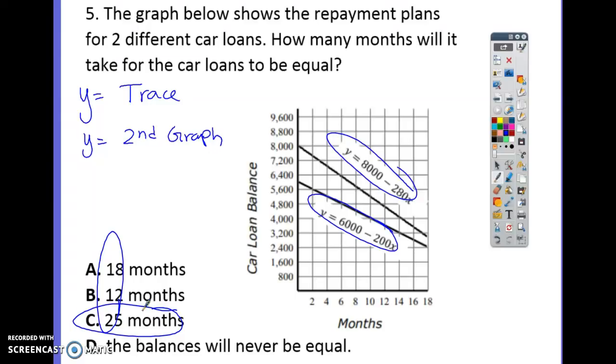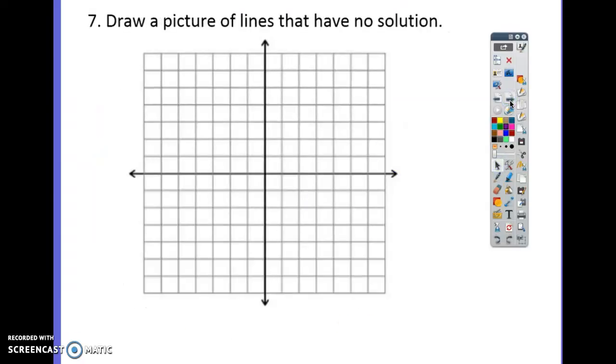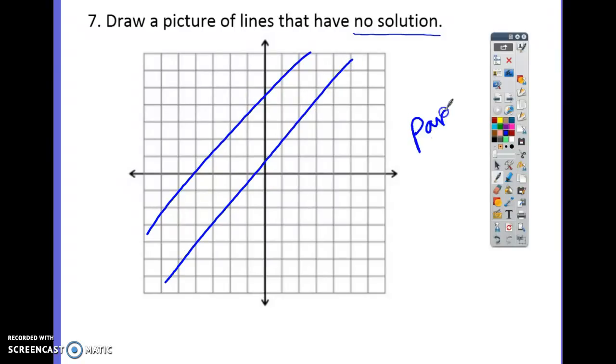All right, let's go do this one. Draw a line of lines that have no solution. What type of lines have no solution? Lines that don't intersect. What type of lines are those? Parallel lines. So just draw two parallel lines that will never cross. Okay, so there might be a question about that on tomorrow's test.